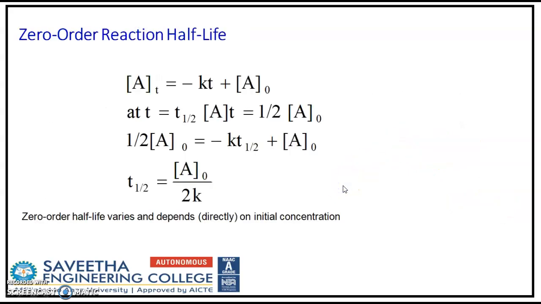Next, we have to calculate the half-life of a zero order reaction. For this we take the integrated form, the concentration of A at time t equals minus k into t plus the concentration of A at time 0. We will substitute t equal to t half and A at t equal to half into A0. We rearrange the equation and at last we get the half-life t half equal to A0 divided by 2k. The zero order half-life depends on the initial concentration of the reactant.